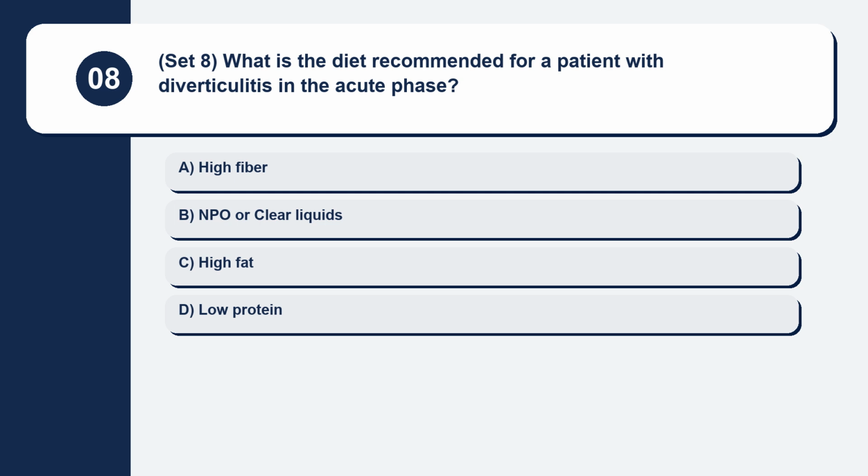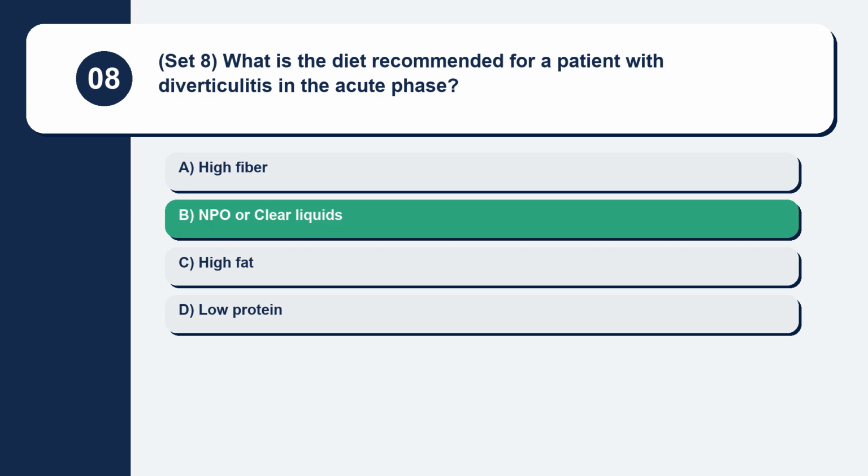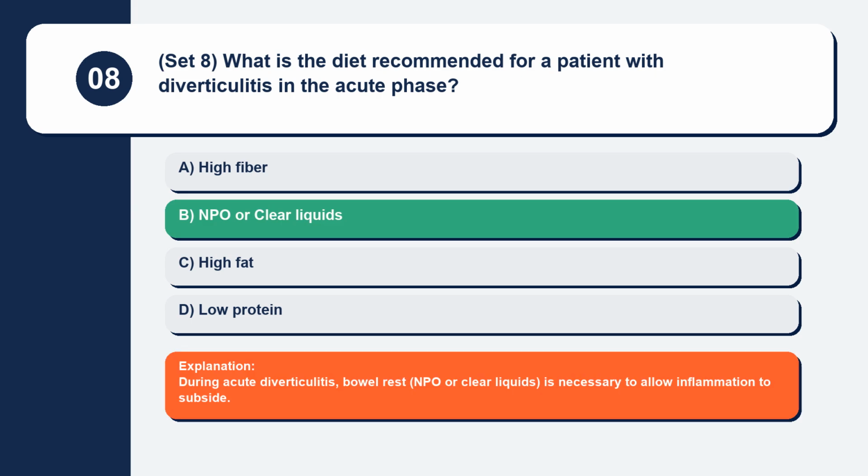Question 8. Set 8. What is the diet recommended for a patient with diverticulitis in the acute phase? High fiber, NPO or clear liquids, high fat, low protein. During acute diverticulitis, bowel rest, NPO or clear liquids, is necessary to allow inflammation to subside.